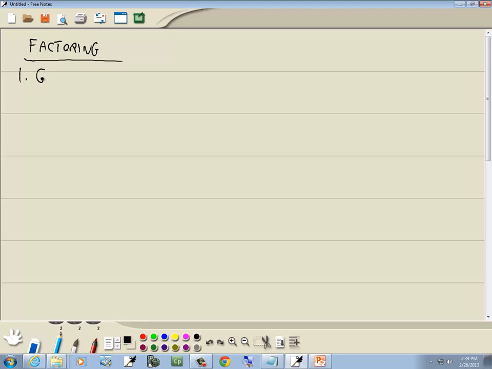Our first method is the GCF, and I'll put an asterisk by it. We always try to do that. We look to see if they have something in common. Then our second one is grouping, and this is when you have 4 or more terms.